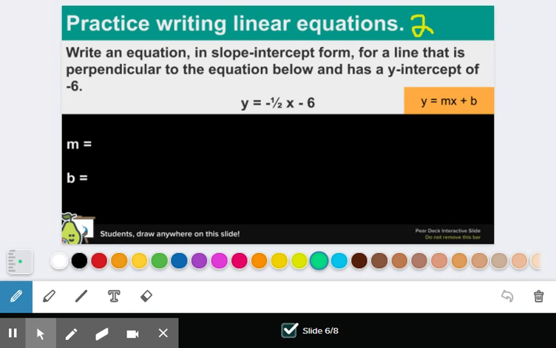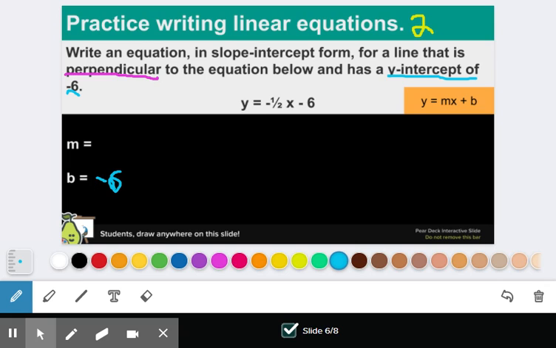Okay, number 2. Now we need to write an equation in slope-intercept form for a line that is perpendicular. Again, telling us it's perpendicular means that it's telling us about the slope. It's perpendicular to this line, and it has a y-intercept of -6. So let's go ahead and fill in my b value first. That's easy breezy, beautiful. So we know that our b value is going to be -6.